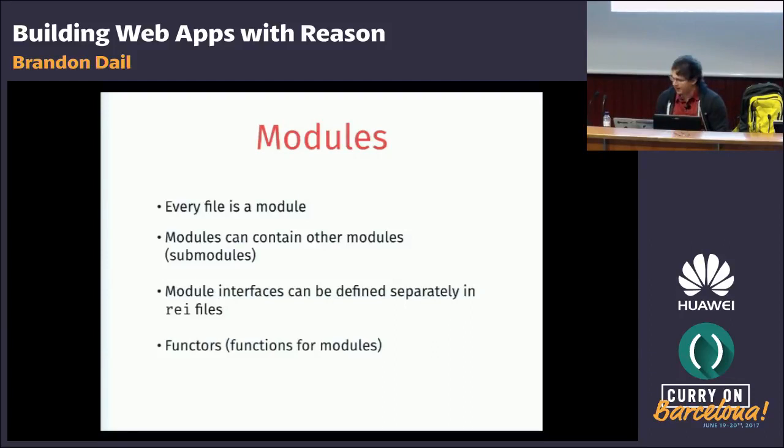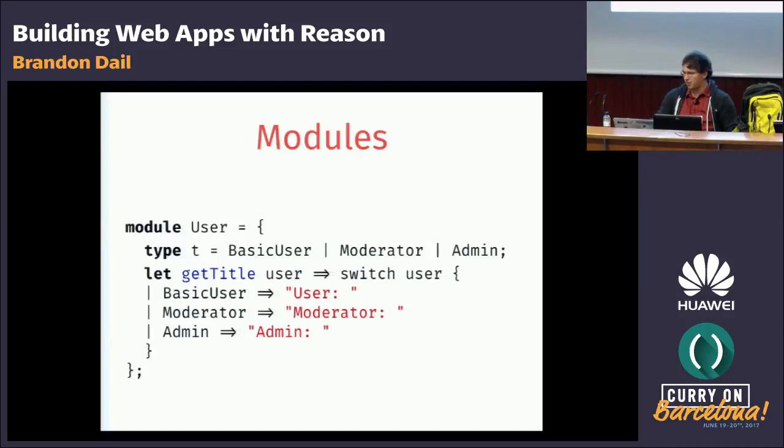We have functors, which in the context of OCaml are basically like parameterized functions for modules, that lets you operate on modules and return augmented or new modules. And then we have a concept called first-class modules, which lets you sort of compact a module into a concrete value, so you can use it with variable bindings as well, which usually isn't possible. And here's just a small example of a module. It's a user. It contains a type t, which is a variant of basic user, moderator, admin, and then a function for getting some sort of title from the user, again using pattern matching.